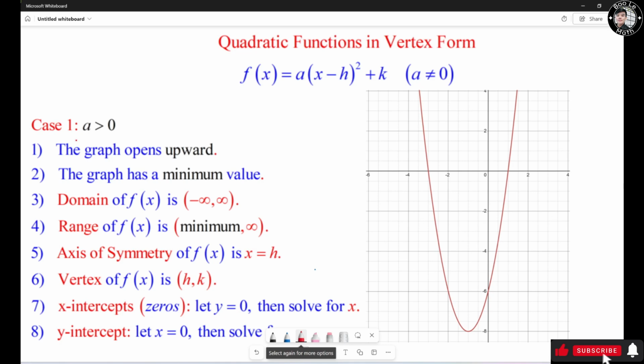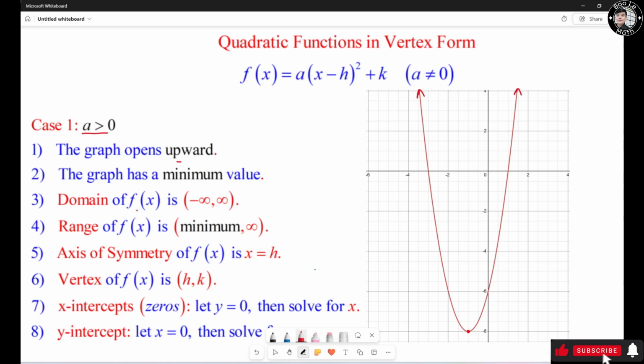We have two different cases. The first case, a greater than 0. The graph opens upward, right? So it's going to be like this. The graph has a minimum value right here. This is the minimum value, which is the lowest value.